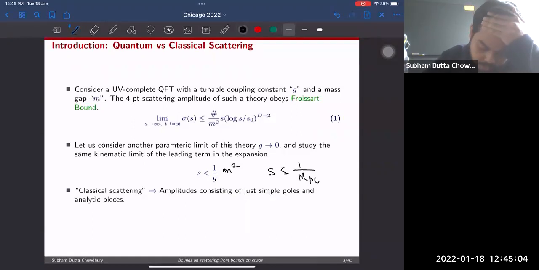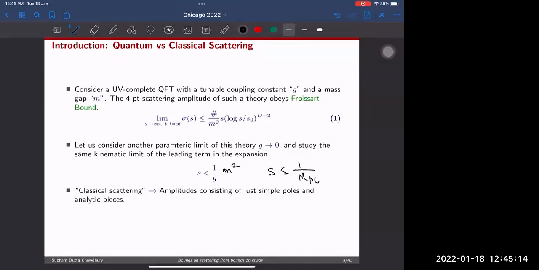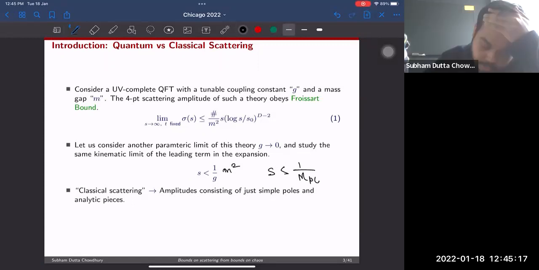So what do I mean by this? Maybe in the next slide I can say something more concrete. What I'm trying to say is that I'm just describing the setup for, say, classical scattering, where we will just consider amplitudes which are just simple poles and analytic pieces. We won't have loops.